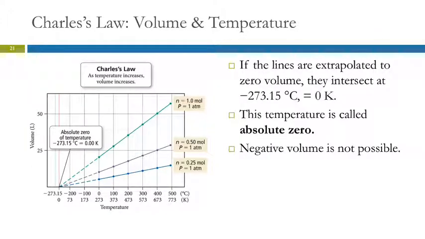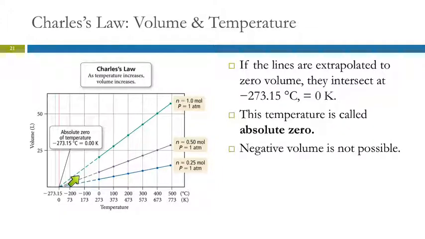Yay, it advanced. So if you graph the volume of a gas versus the temperature of a gas, you're going to get a straight line. So here's for 1 mole of gas, here's half a mole of gas, here's 0.25 moles of gas. You get these nice straight lines.